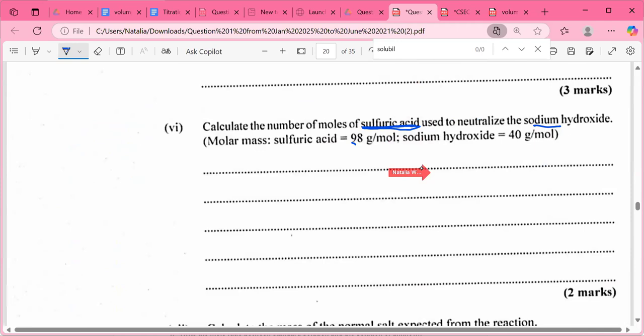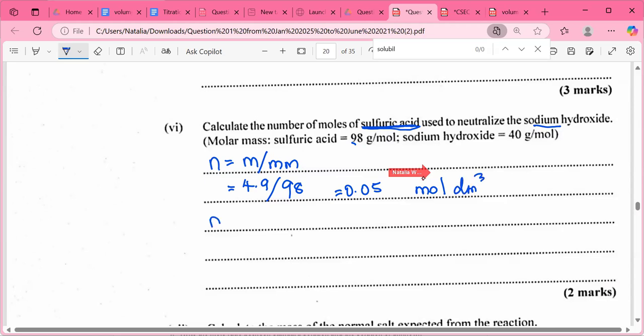So this is what I'm going to do. Number of moles is equal to mass divided by molar mass. The mass given is 4.9. The molar mass given is 98. So the number of moles is going to be 0.05, sorry. So the concentration is 0.05 moles per dm cube.